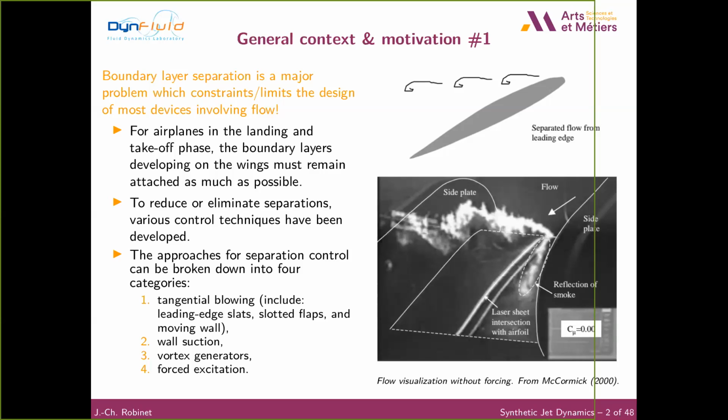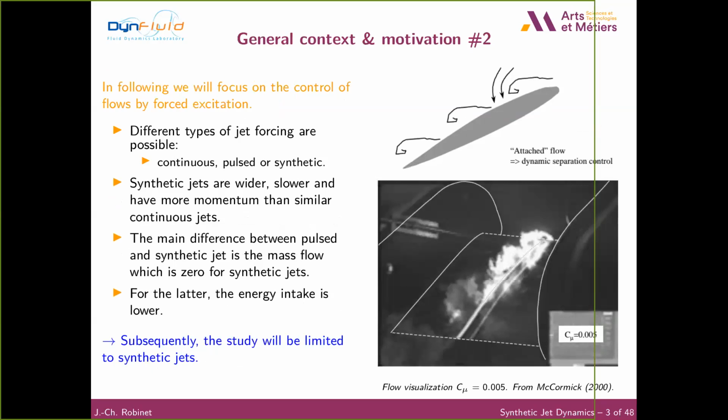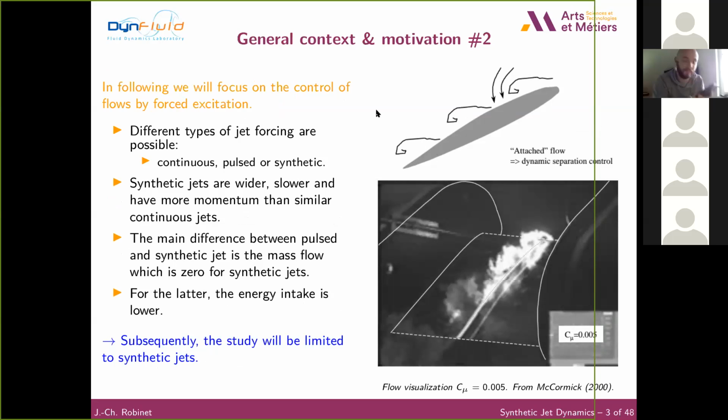Among them, we have mainly 4 categories. The first one is tangential blowing. The second one is wall suction. The third one is you use obstacles inside the flow, like vortex generators, roughness, etc. And the last one is excited forcing. You force the flow by many devices. Typically, in this talk, I will focus just on the control of the flow by forced excitation. And in this category, we can have different types of jet forcing: continuous, pulsated, or synthetic.